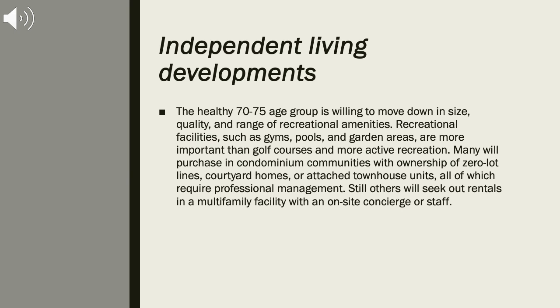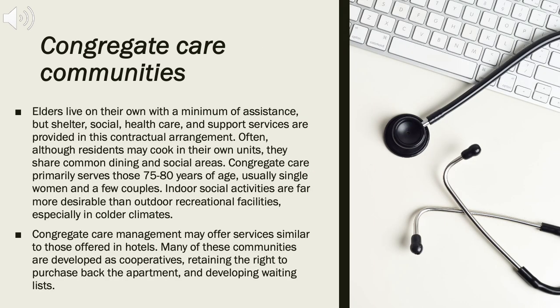Still others will seek out rentals in a multifamily facility with an on-site concierge or staff. Congregate care communities. Elders live on their own with a minimum of assistance, but shelter, social health care, and support services are provided in this contractual arrangement. Often, although residents may cook in their own units, they share common dining and social areas. Congregate care primarily serves those 75 to 80 years of age, usually single women and a few couples.